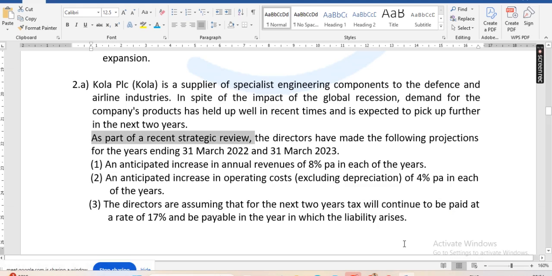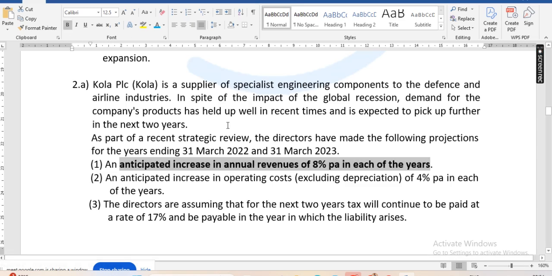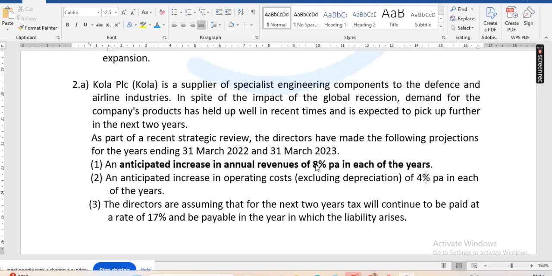The projection. An anticipated increase in annual revenue of 8% per annum in each of the years. So, which means that the revenue will increase by how many percent, class? 8%, right? Now, let's check from our financials.